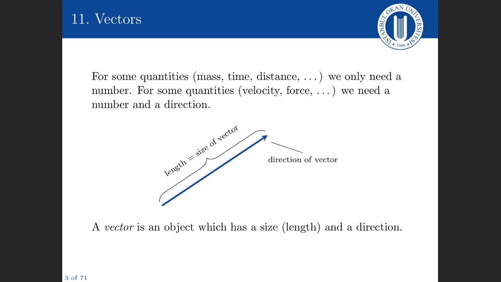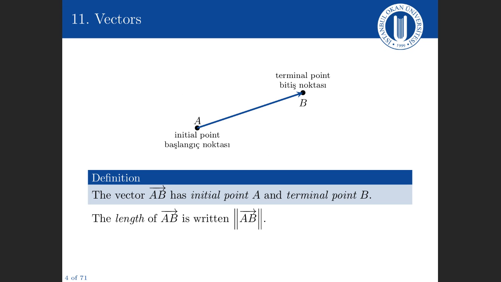We can imagine a vector as an arrow. The length of the arrow tells us how big the vector is, the size of the vector, and the direction that the arrow is pointing in tells us the direction of the vector. If we have an arrow like this, which starts at the point A and ends at the point B, we can write this as AB with an arrow over the top.